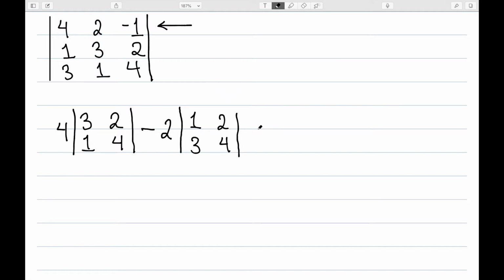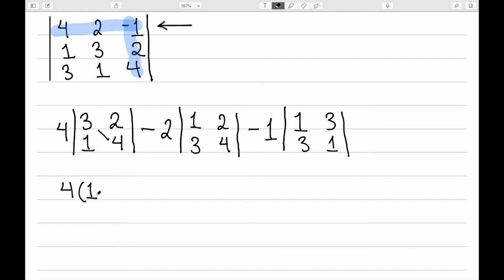Finally, I go to the last entry in that row, which is negative 1. When I checkerboard out, this was a plus, a minus, and a plus, so I have plus negative 1. Then I delete that row and that column and take the determinant of what's left: 1, 3, 3, 1. And from here, we just have a bunch of 2 by 2 determinants.